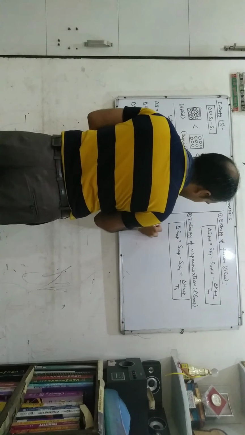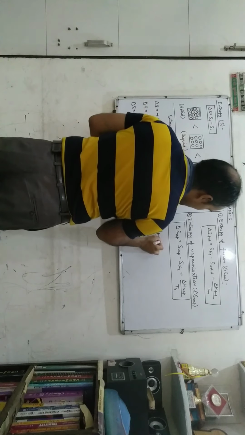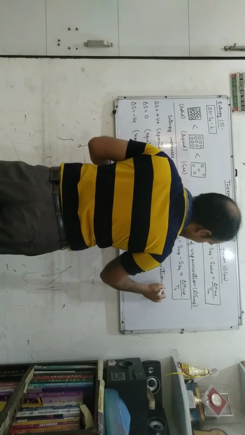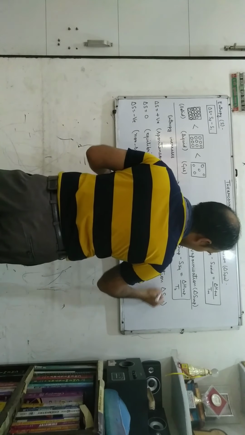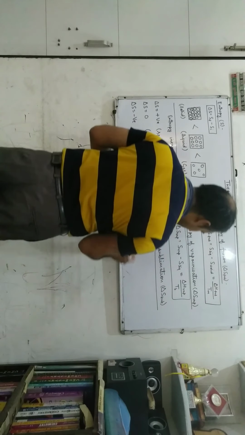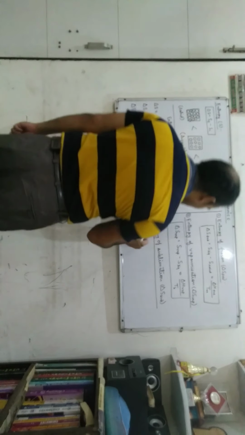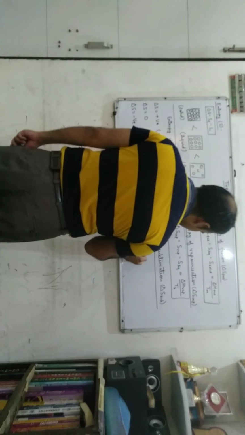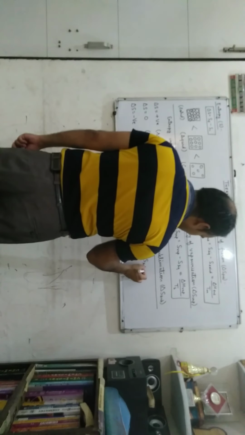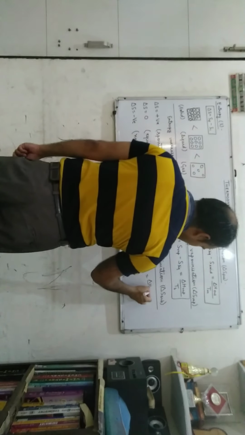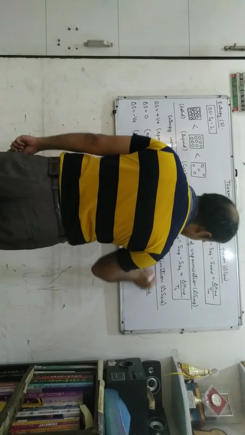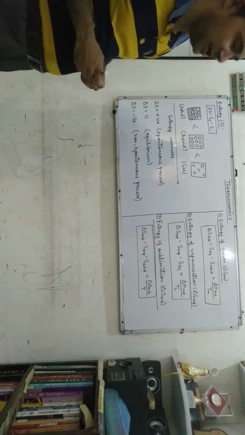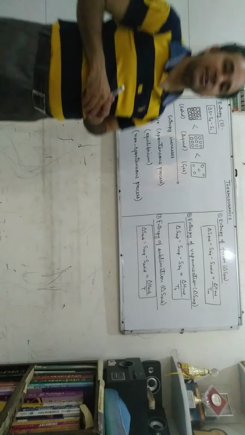Number third is the entropy of sublimation. Entropy of sublimation is defined as the entropy change when 1 mole of solid changes into vapor state below the melting point of solid. That is, delta S sub is equal to S vap minus S solid, or it may be equal to delta H sub upon T. Here delta H sub is the enthalpy of sublimation and T is the temperature which is below the melting point.